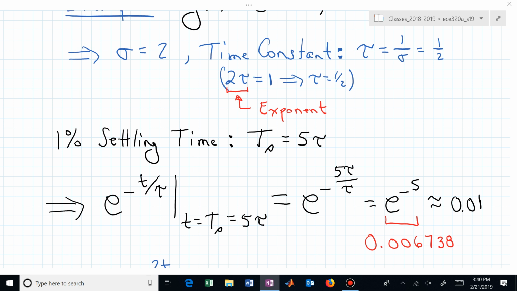And I'm sure you now know what e to the minus 5 is. It's 1 over e to the 5th. But numerically, that's 0.006738, and that's the approximation that we're making. We're saying that 0.007, we're just going to say that's roughly 1%. That's roughly 0.01. That's where the 1% settling time comes from, 5 time constants. You might have somebody say, oh, it's 2% settling time. Well, that's 4 time constants. But let's just stick with our settling time being 5 time constants.